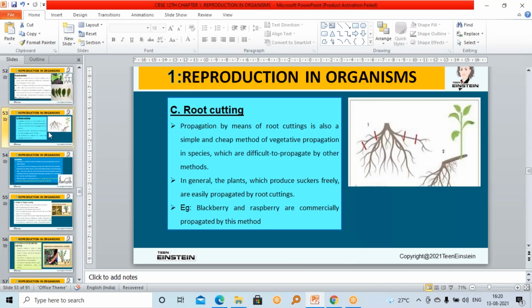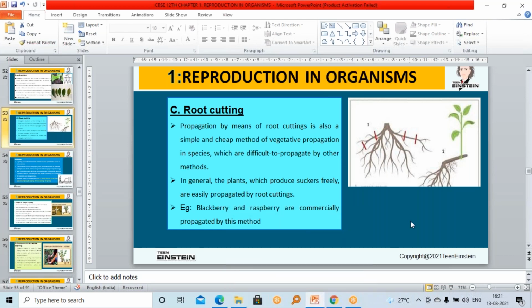Then next is root cutting. Root cutting is also a simpler method, and it is cheaper also. This is a cheap and simple method of vegetative reproduction. In some plants, the other modes of cutting, like stem and leaf cutting, are difficult. In that kind of case, we will go for root cutting. Generally, in which kind of plants are we doing this? Plants which produce suckers. In such plants, it is easy to propagate by root cuttings. Suckers are root portions, so in that kind of plants it is very easy to develop by using root cuttings.